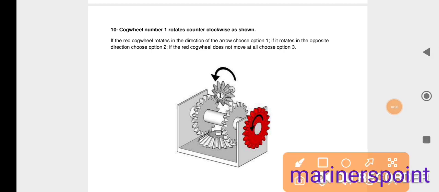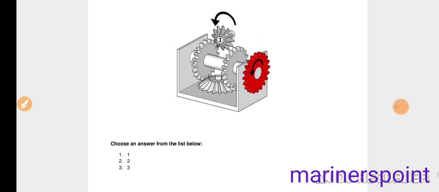Okay, now next question: if the red cogwheel rotates in the direction of the arrow, choose option 1. Here you have to choose the option, there are 3 options, you have to read. This is first option, if the red cogwheel rotates in the direction of the arrow. If it rotates in the opposite direction, then figure 2. If the red cogwheel does not move, choose figure 3. Okay, here 3 figures are given.